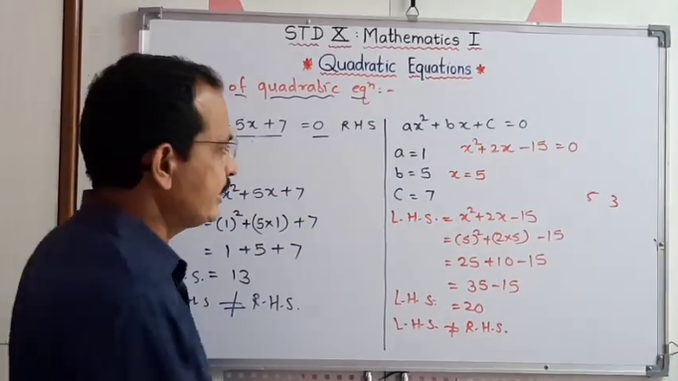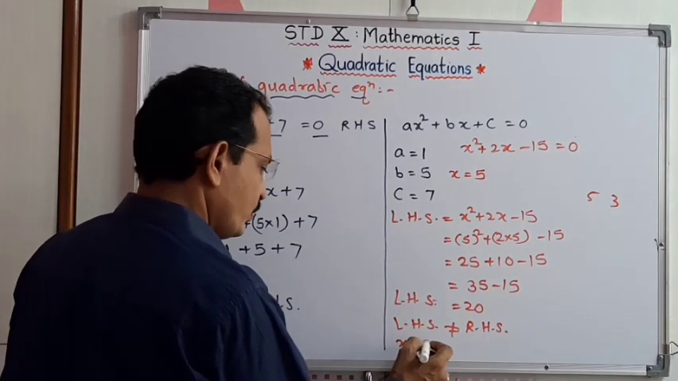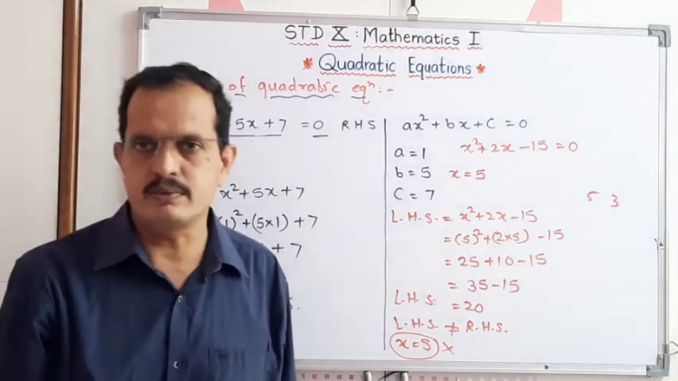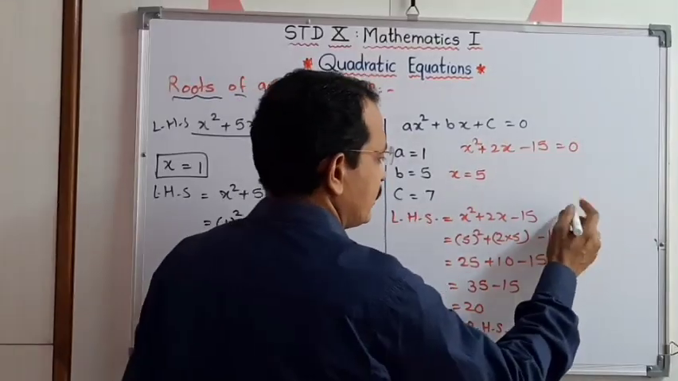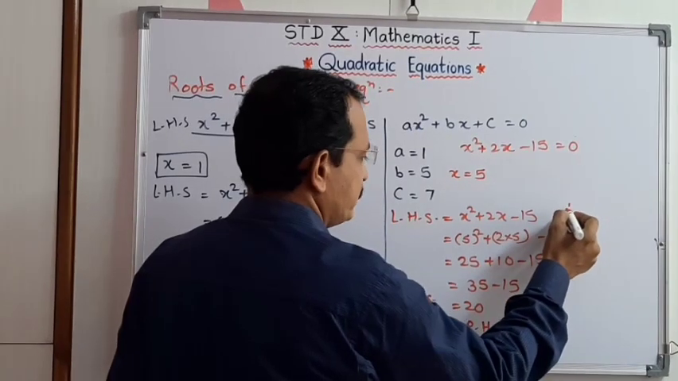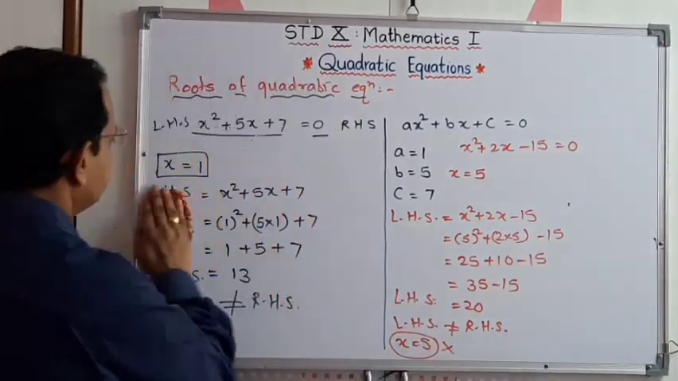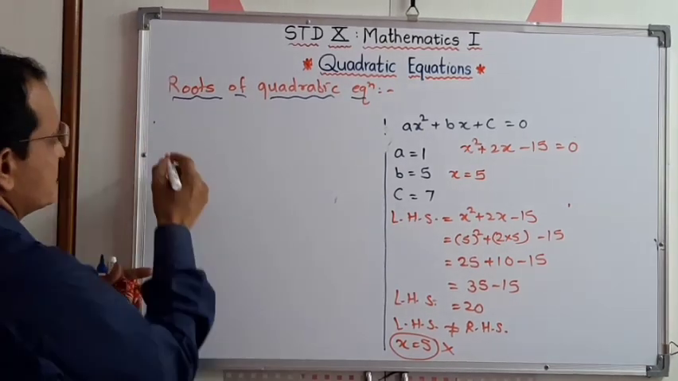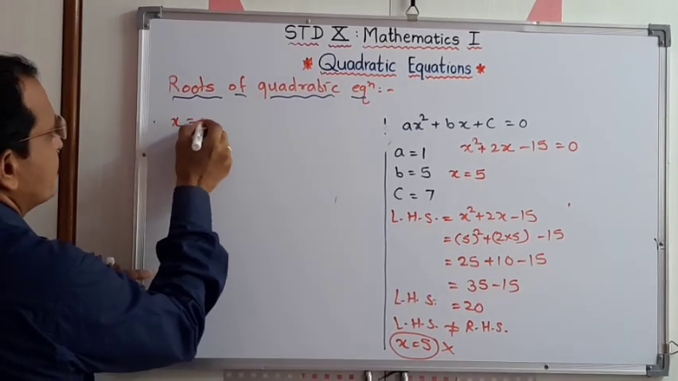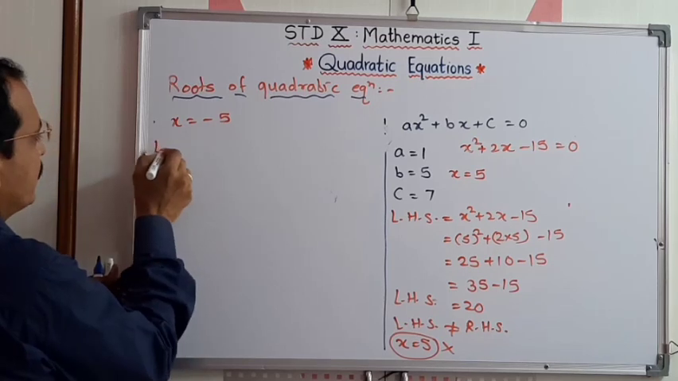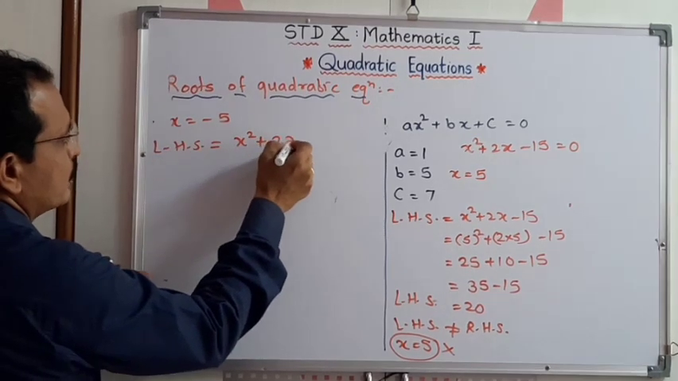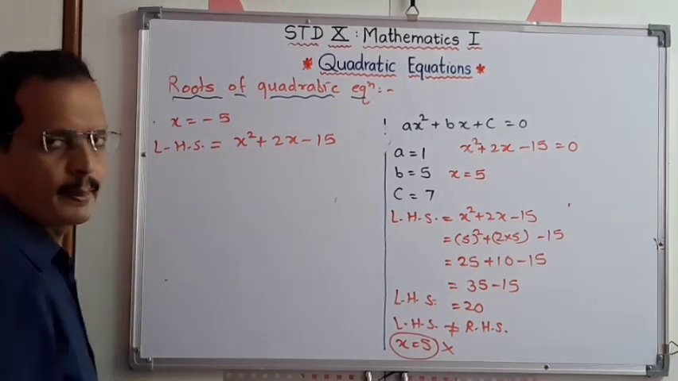Therefore x is equal to 5 is not the root of this quadratic equation. Now let's take another value. Suppose we take x is equal to minus 5. Then again we have to write LHS is equal to x square plus 2x minus 15.